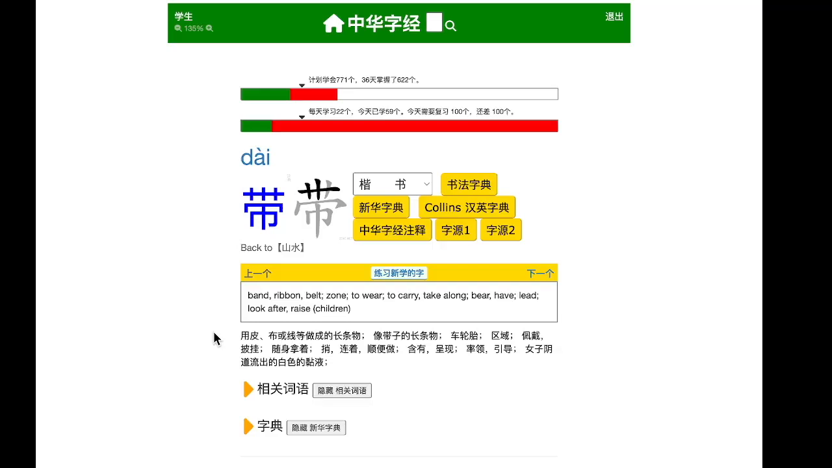带 has a lot of meanings. It's not too many, but very common in all of these usages. 带, it could be a band, ribbon, or belt. A belt usually we'd call 皮带 because they're made of leather, traditionally. A ribbon, a band, any sort of belt, like if you tie your luggage, secure it with a belt, like a woven belt, you'd also call that 带.